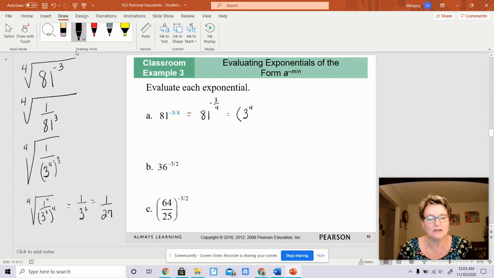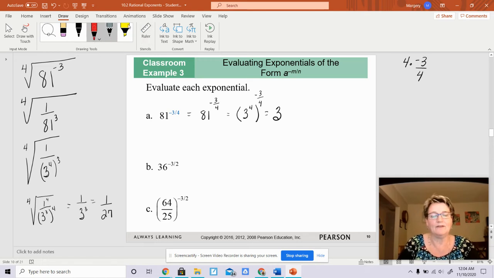I know that 3 to the fourth is the same thing as 81. So what I'm going to do right now is make this 3 to the fourth, raised to the negative 3/4. Now, when you raise a power to a power, you multiply the exponents. So my base is 3. 4 times negative 3/4. My 4's cancel out, and I'm left with negative 3. So that's going to be the exponent on this.